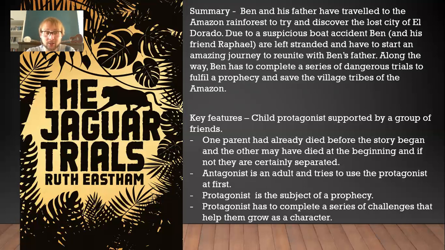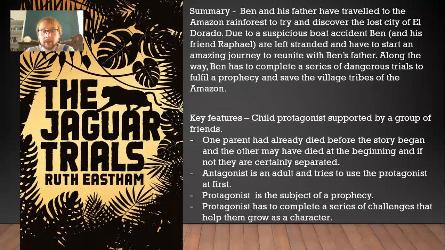The protagonist is the subject of a prophecy. Now that's important, it kind of builds the whole story around this idea that Ben is the one who is going to complete the Jaguar Trials. He is the chosen one who will complete the Jaguar Trials and put the unquiet spirits to rest.